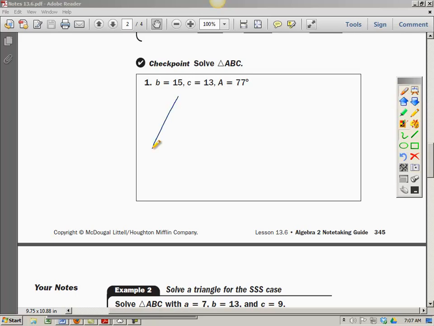All right, first and foremost, we're going to draw a picture. Again, remember, I always put the angle I'm given down here in the lower left, so this is 77 degrees. And so side B is 15, and this one's 13. And so I'm going to draw something like that.